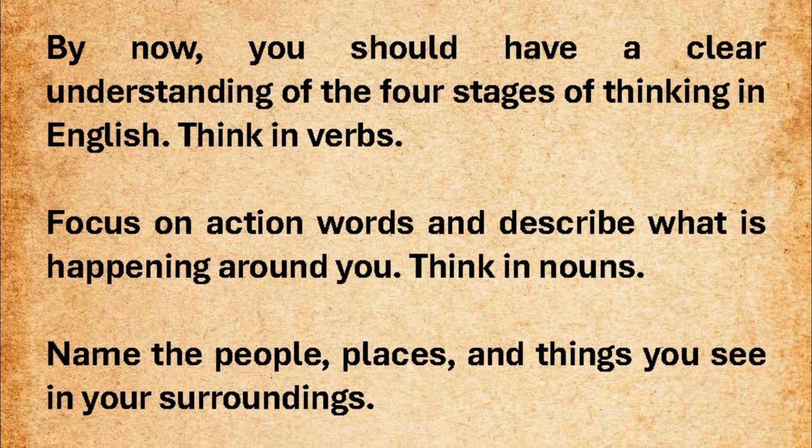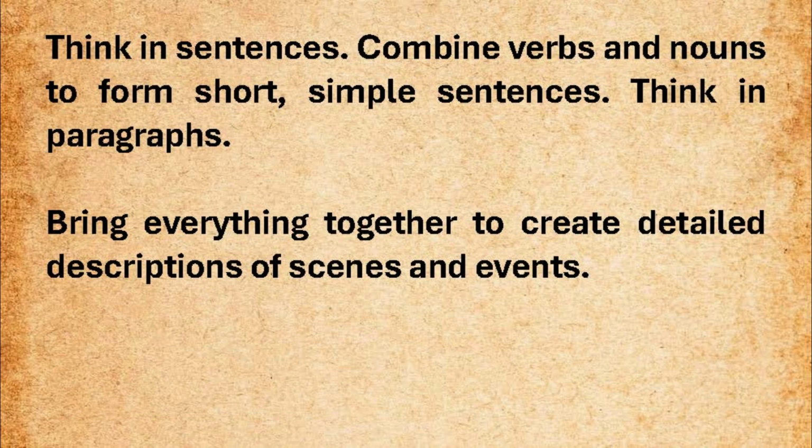By now, you should have a clear understanding of the 4 stages of thinking in English. Think in verbs. Focus on action words and describe what is happening around you. Think in nouns. Name the people, places, and things you see in your surroundings. Think in sentences. Combine verbs and nouns to form short, simple sentences. Think in paragraphs. Bring everything together to create detailed descriptions of scenes and events.